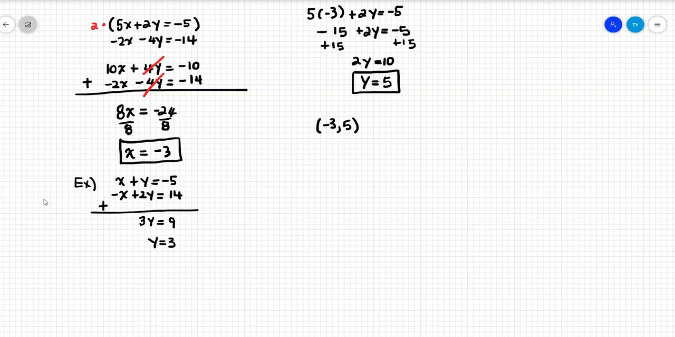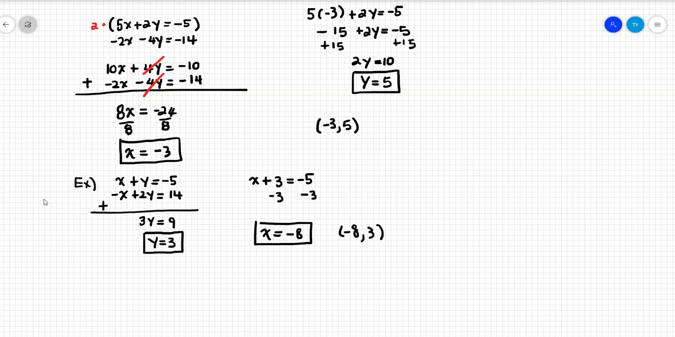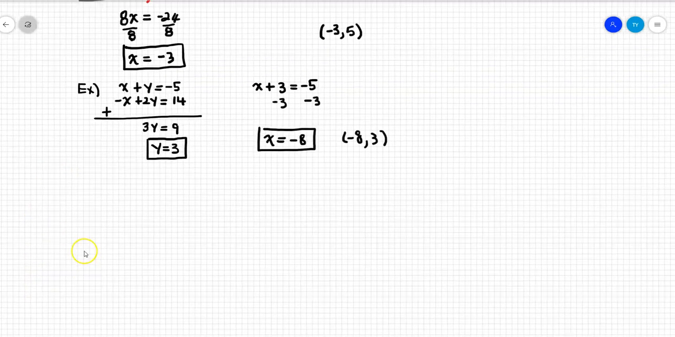And if I plug this back into the first equation, let's do that. So if I have x plus 3 equals minus 5, and if you subtract 3 on both sides here, then x becomes minus 8. Okay, so in this case, the answer is going to be minus 8 and 3. So that's nice, right? Now let's look at the substitution method this time.